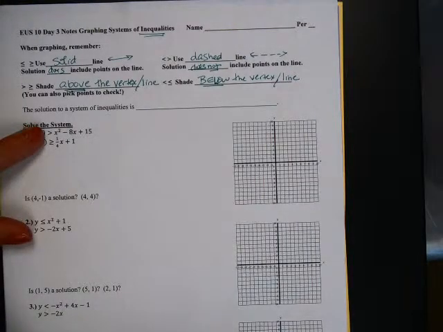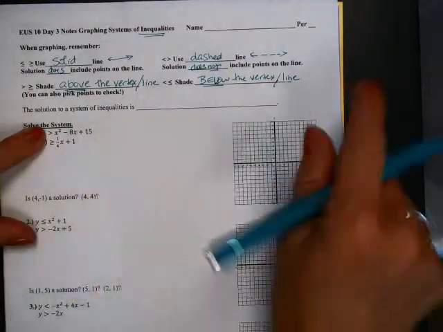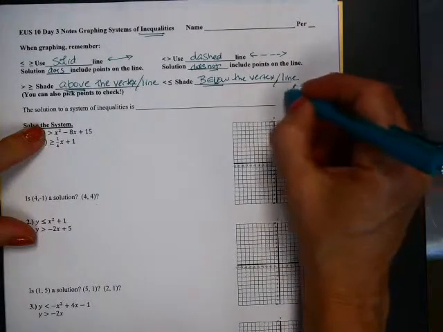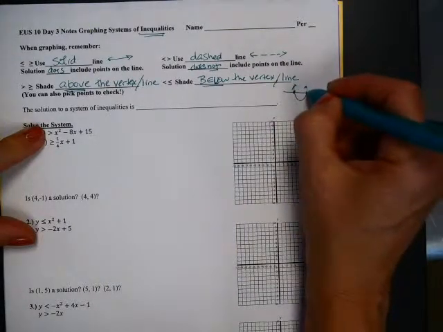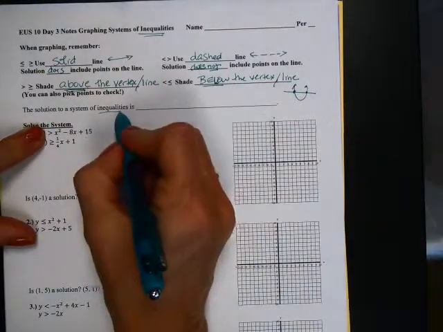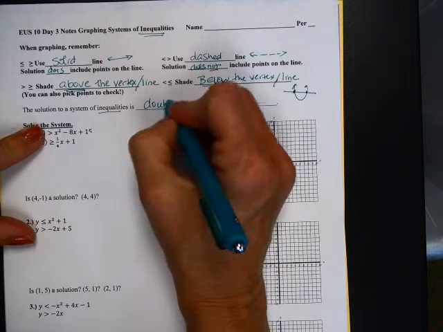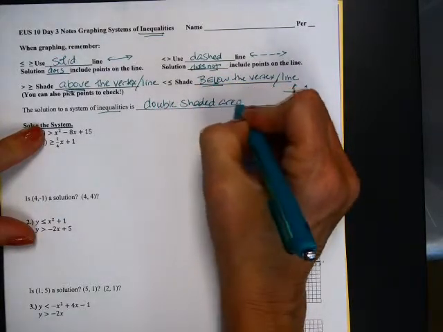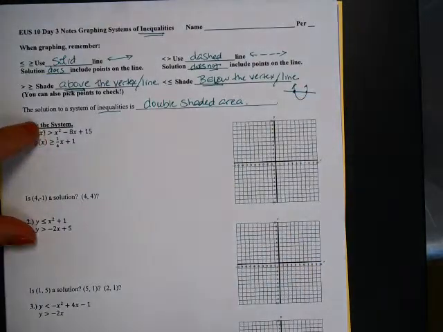So the solution to a system of inequalities. We were working with quadratic and linear last class. Your solution would be where they cross. Well, these are inequalities we're going to be shading, so today it's going to be the double shaded area. Wherever both areas that you shade cross, that will be your solution.